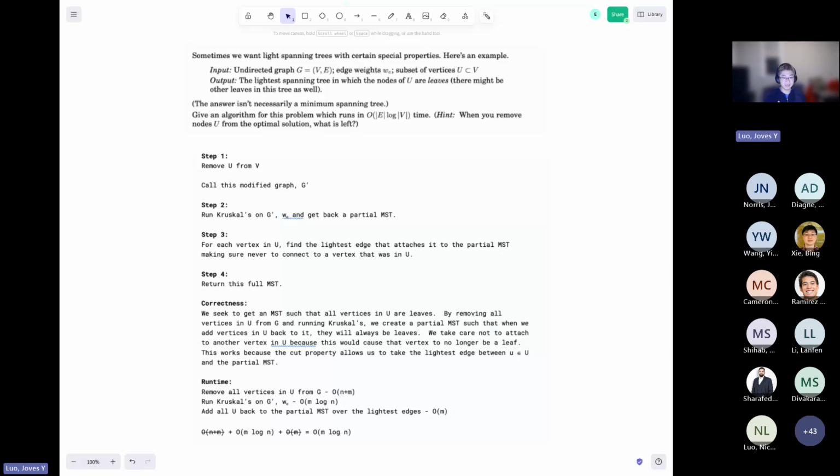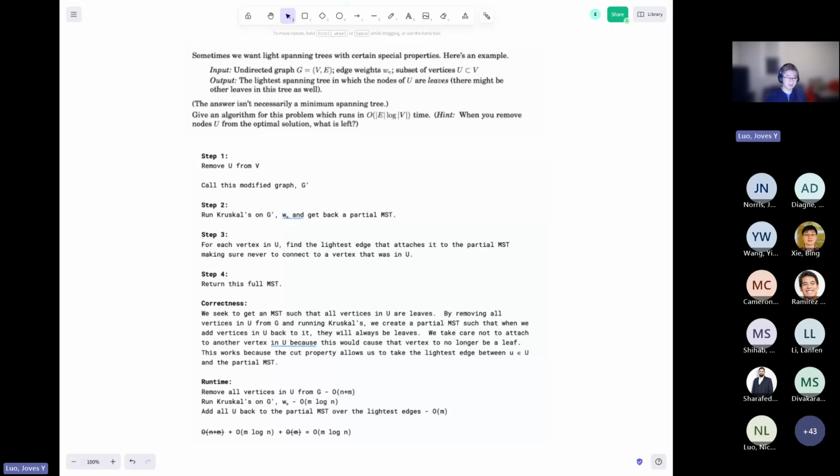So for each vertex in U, find the lightest edge that attaches it to the partial MST, making sure never to connect to a vertex that was in U. So if you add U back to this partial MST, you can't then also attach another vertex to it, because then the vertex you just connected will no longer be a leaf. Okay, and then we return this as the full MST.